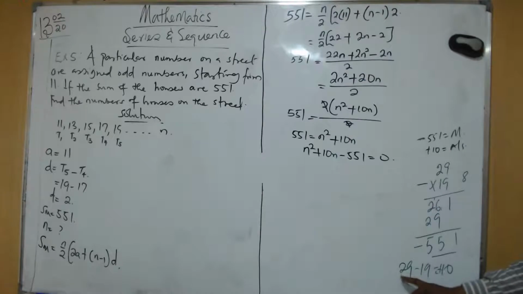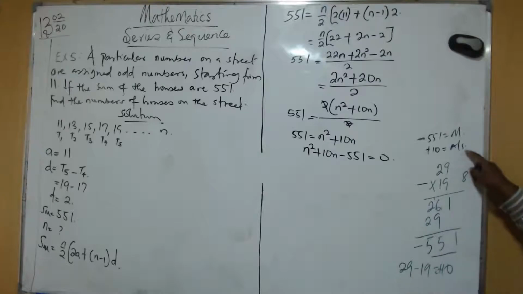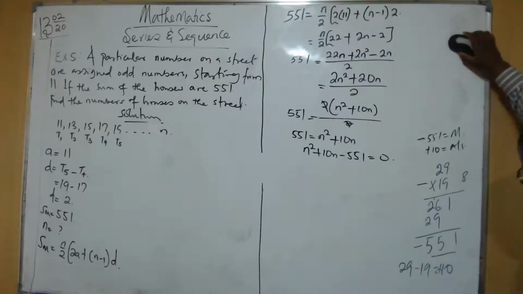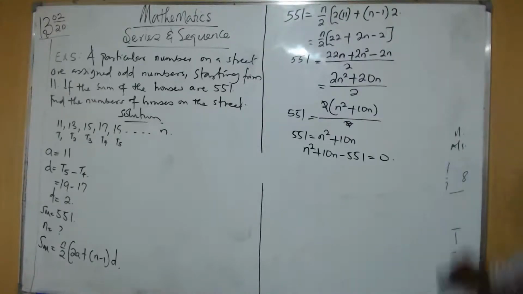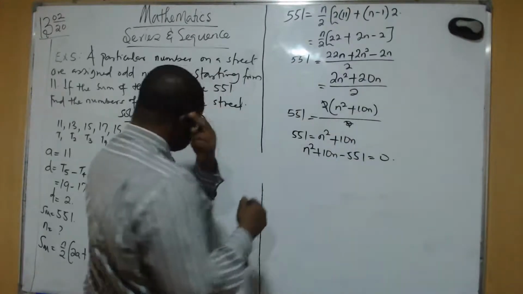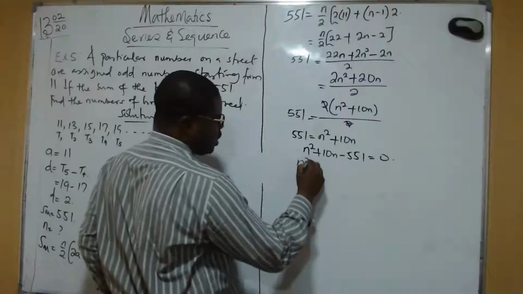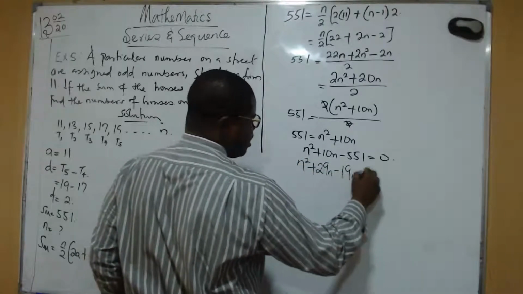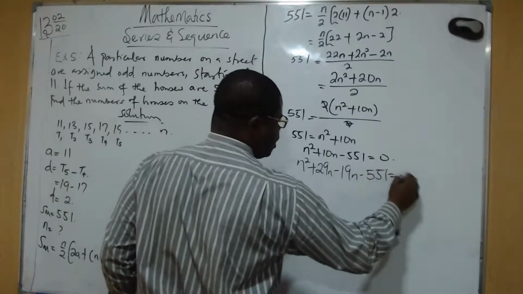If I say 29 minus 19, I have plus 10. We said either you're adding or you're subtracting to get to 10. So having known this now, we have 29 and minus 19. Let's come to the question now. We have n squared plus 29n minus 19n minus 551 equals what?